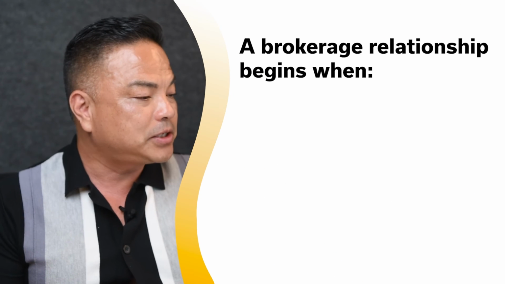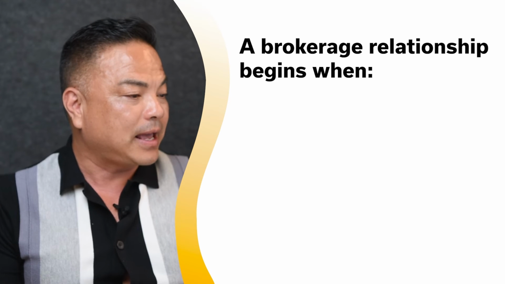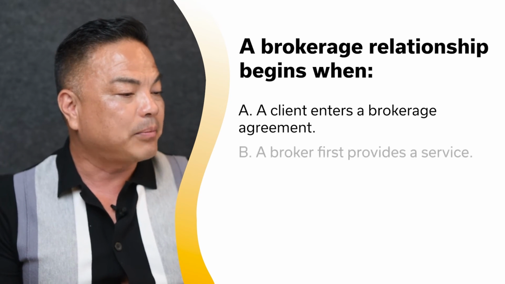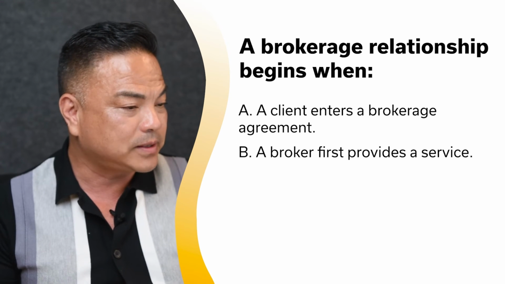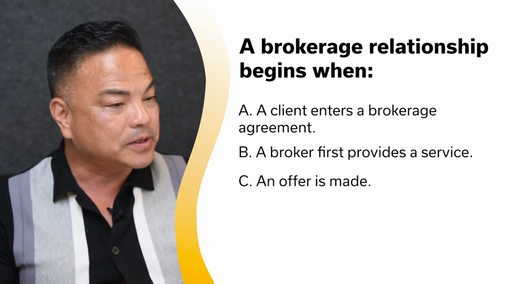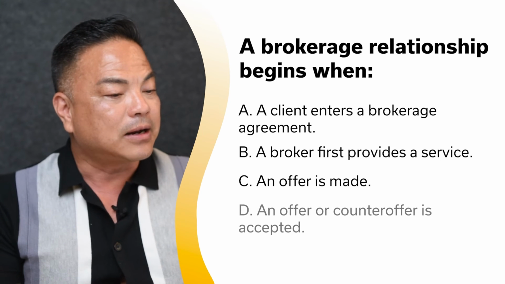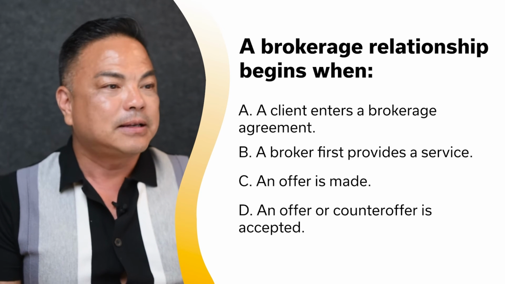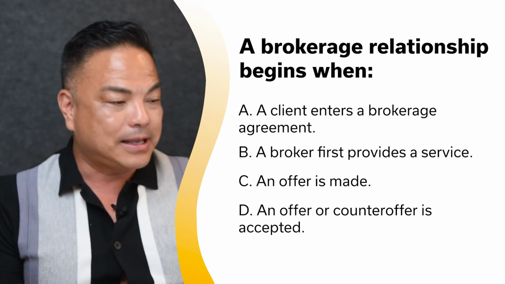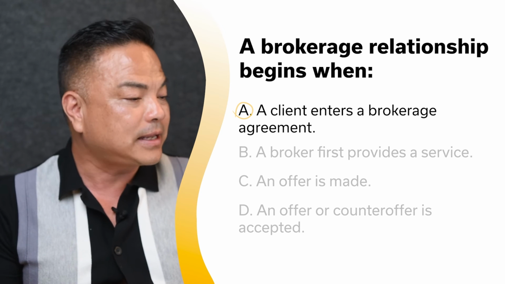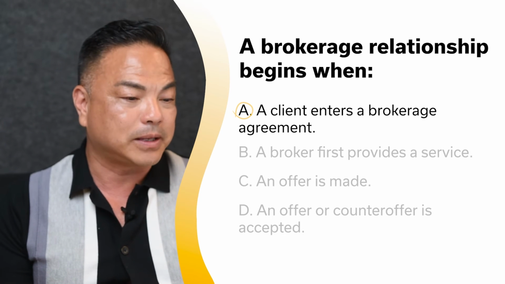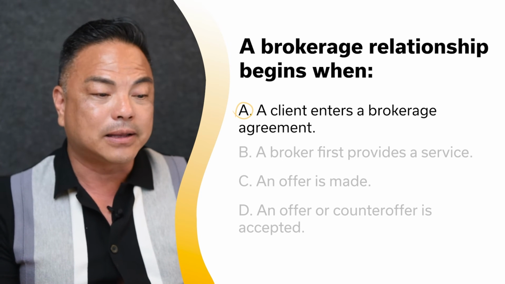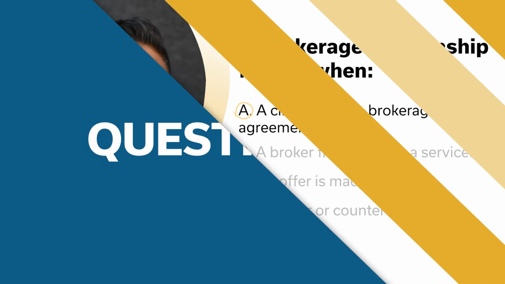A brokerage relationship begins when: A, a client enters a brokerage agreement; B, a broker first provides a service; C, an offer is made; D, an offer or counteroffer is accepted. And the answer is A as in apple. A client enters a brokerage agreement. A brokerage relationship does not begin until a client enters a brokerage agreement.